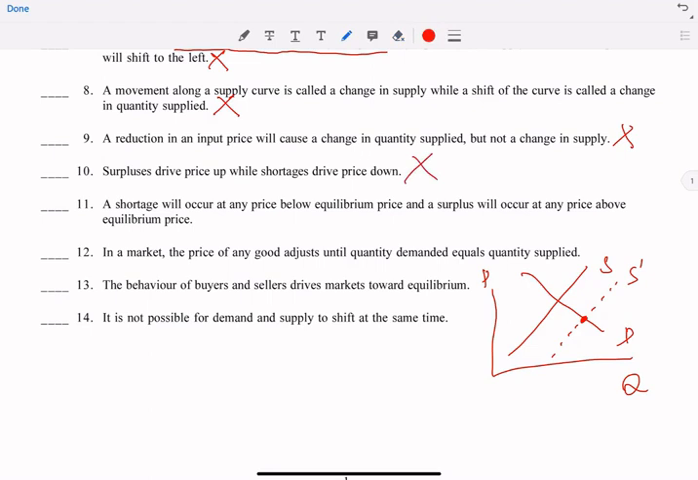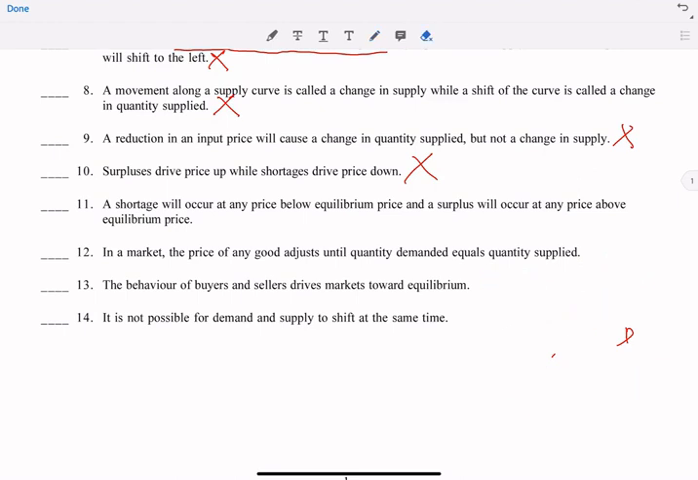Okay, 11th. A shortage will occur at any price below equilibrium price, and a surplus will occur at any price above equilibrium price. This is actually correct.